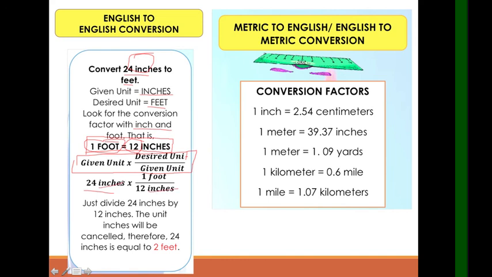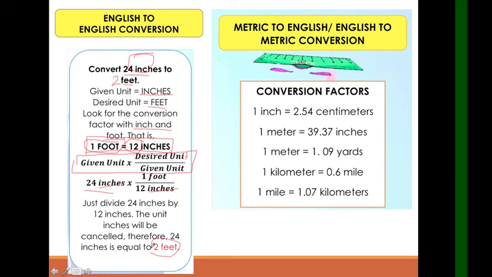Okay? And then, 24 times 1 is 24. 24 divide 12 is 2. So, ibig sabihin, 24 inches is equivalent to 2 feet. Okay? So, just divide 24 inches by 12 inches. The unit inches will be cancelled. Therefore, 24 inches is equivalent to 2 feet.